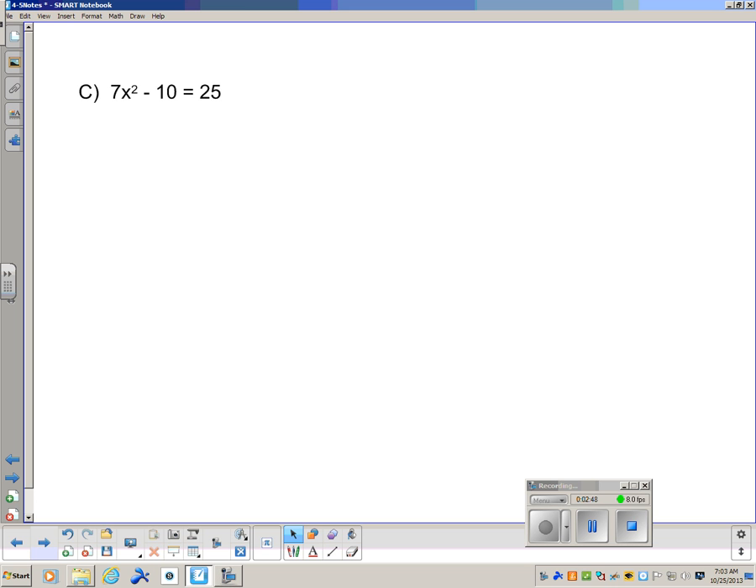So we've got 7x squared minus 10 equals 25. So no different. It doesn't have that bx term in there. There's no middle term in this. So just have a squared, and then you got your 7x squared there, and then you've got your constants there. So let's bring the constants on the right-hand side there together by adding 10. So we get 7x squared equals 35.